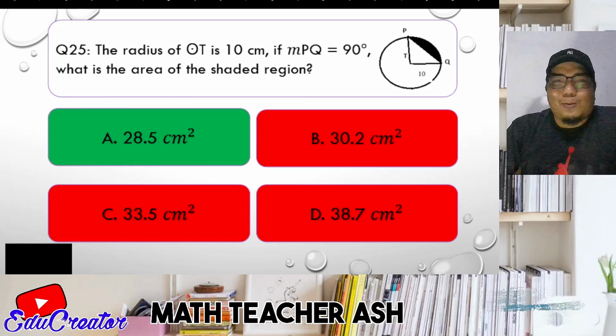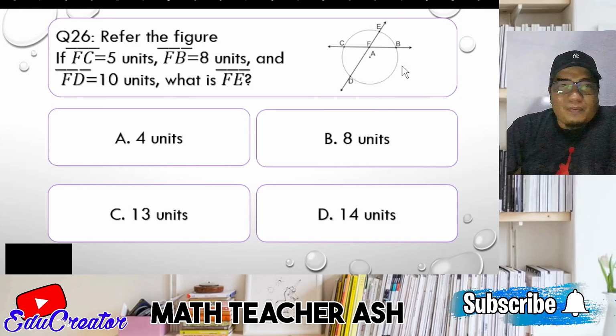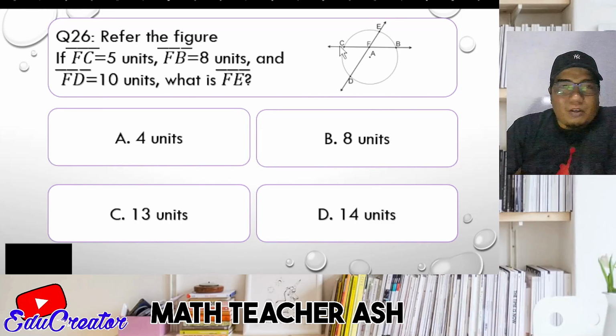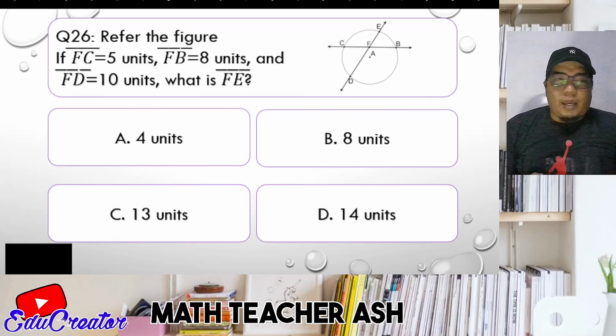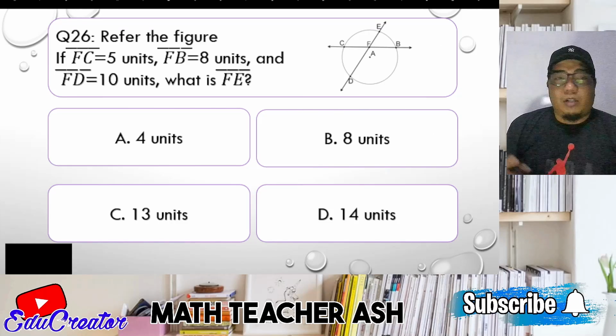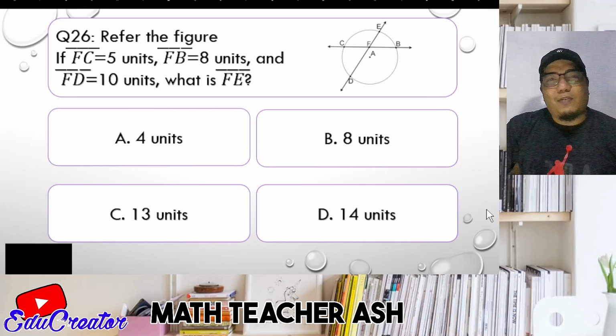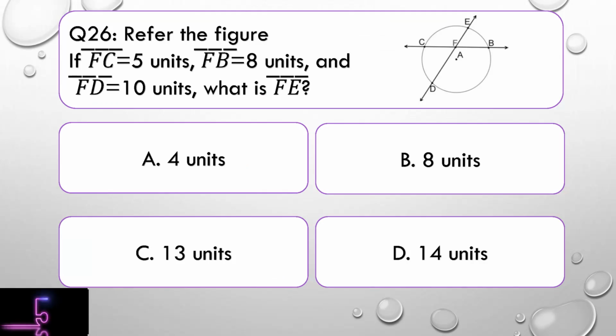Now, let us go to question number 26. Refer to the figure. Ayan. If FC, ito yon, is 5, FB is 8, FD, ito yon, is 10. What is FE? So, ito yung unknown. Okay, is it A4, B8, C13, or D14 units? Okay, I'll give you 5 seconds to answer this problem.